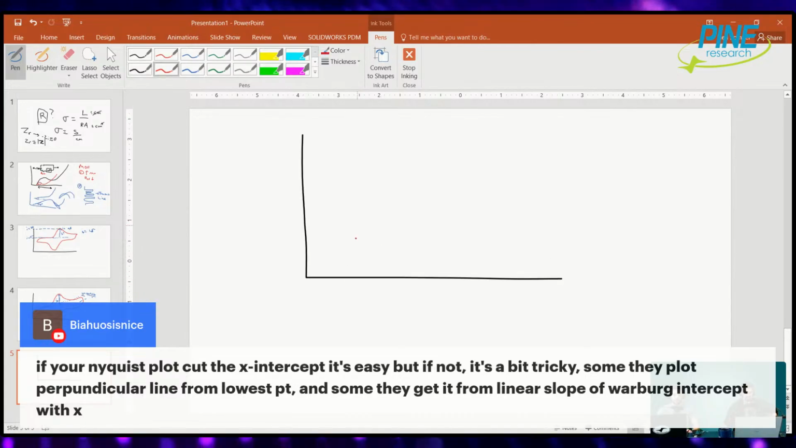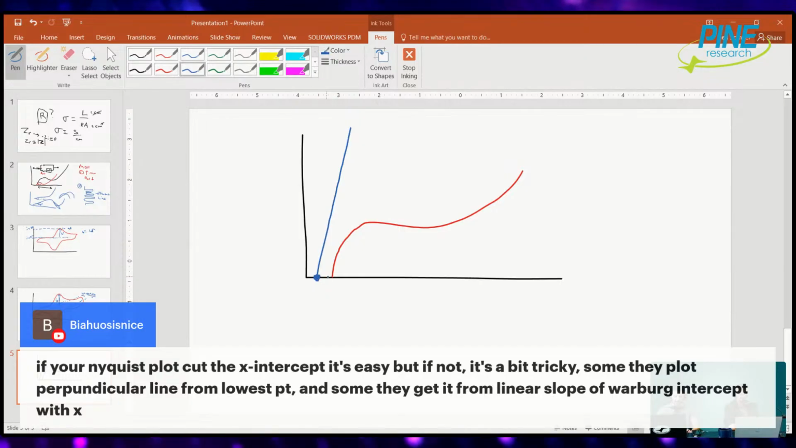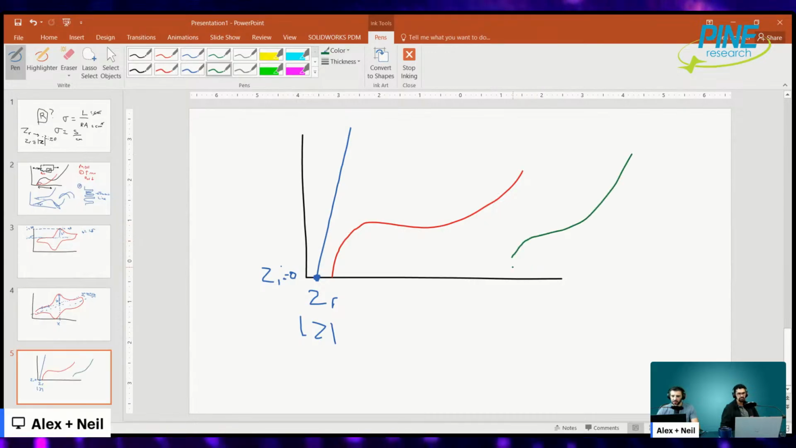Along those lines, if your Nyquist plot is just a straight line, but it hits the x-axis, then that's very easy. This is your Z real or Z magnitude, and Zi is 0. If it's more like this, and there's this gap, do I just drop this straight down, or do I extrapolate out?